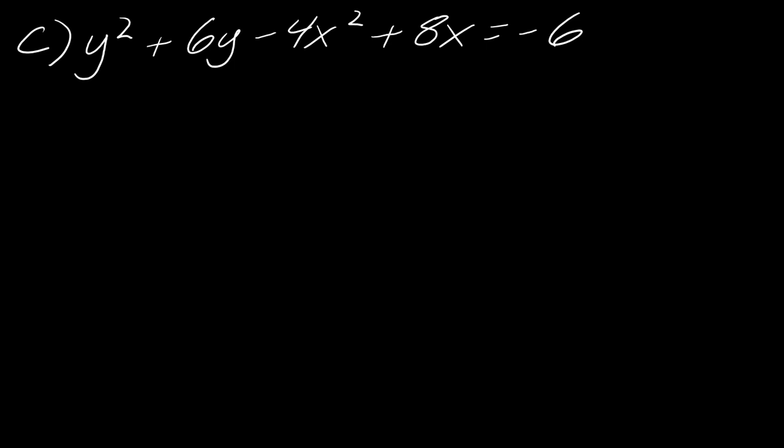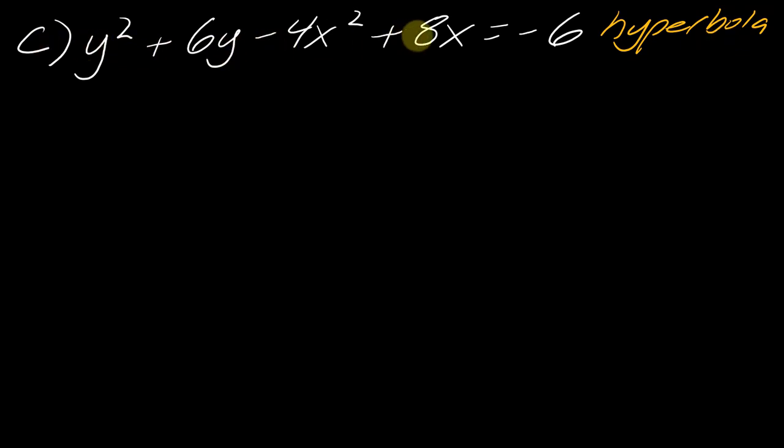Okay, so for this next one, maybe you want to just read it over for a second. I'll read it to you. y squared plus 6y minus 4x squared plus 8x equals negative 6. So right away, I can tell what type of conic section this is. This is going to be a hyperbola. How can I tell? It's because this is positive and this is negative. When you have one positive square term and a negative square term, it's automatically a hyperbola.